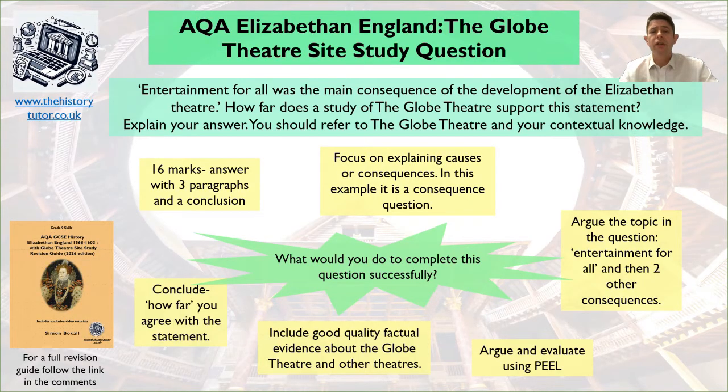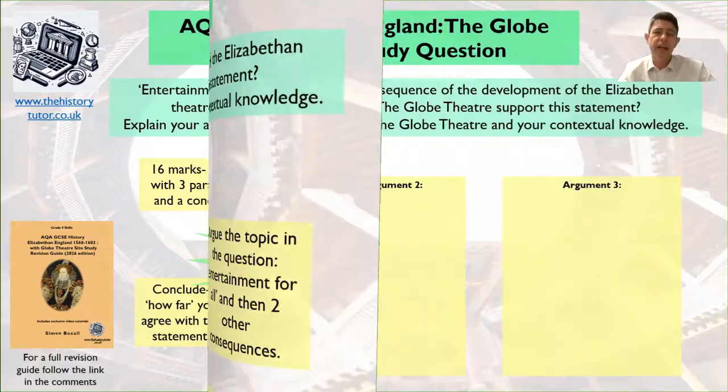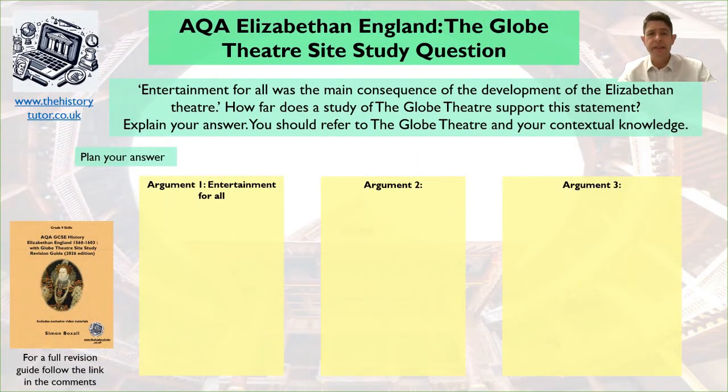Okay, so those should be our simple ideas to follow. So what about making a plan for this answer then? In your revision guide and on the screen here, we can see 3 boxes. So what do you think would be 3 good plans? I've given you entertainment for all. What do you think would be a good argument 2 and a good argument 3? So maybe pause me and add some ideas in. What do you think would be some good arguments? Think back to your notes on the impact and consequences of the theatre on society, on politics. What ideas can you think of?